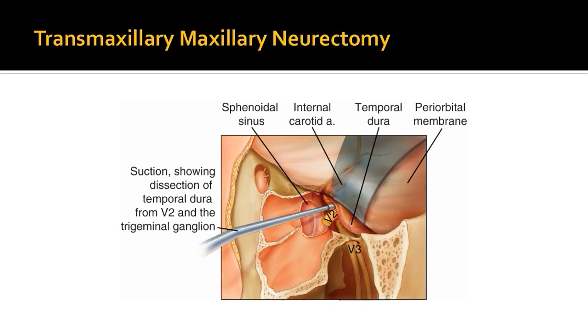The medial temporal dura is dissected laterally off of the maxillary nerve in its course through the lateral wall of the cavernous sinus. The extradural dissection continues posteriorly to reach the anterior portion of the Gasserian ganglion, and the neoplastically involved nerve is resected.